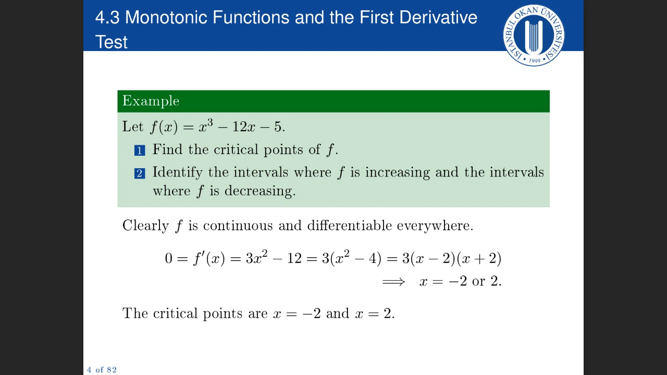Now, f is a polynomial, and all polynomials are continuous everywhere and they're differentiable everywhere. So our domain is going to be the whole real line or any closed interval of the real line that we want. And there are no points where the derivative does not exist. So the only way that we can find a critical point is by finding places where the derivative of f is equal to 0.